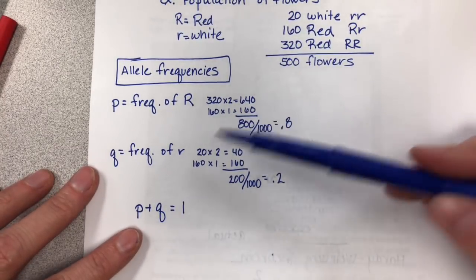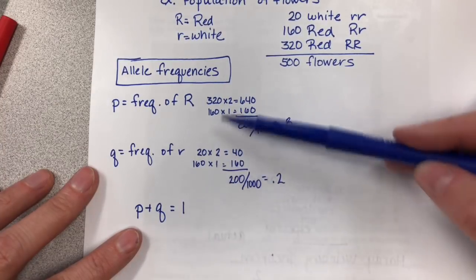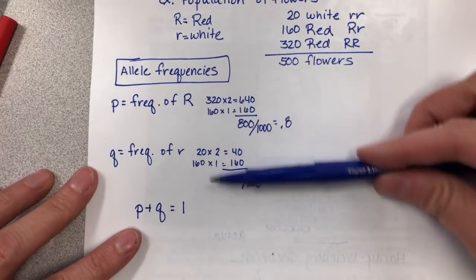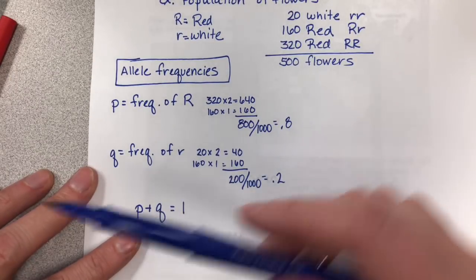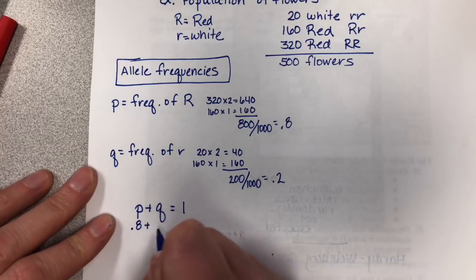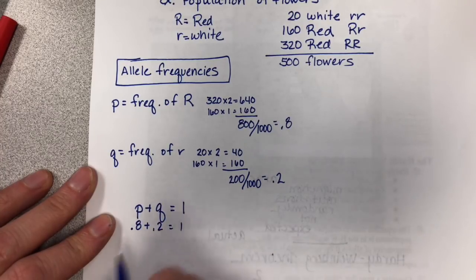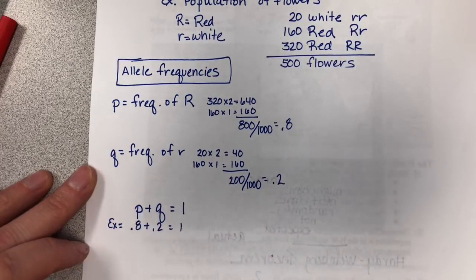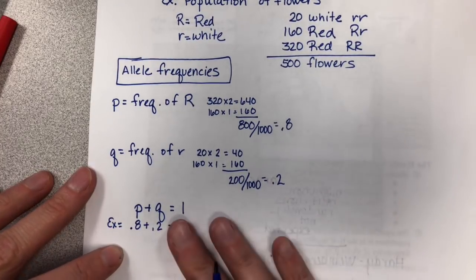And so it makes sense that all of the alleles in the population should be a big R or a little r. So these two frequencies should equal 100%, and they do in our particular case. So 0.8 plus 0.2 equals 1 in this particular example. All right, so that's allele frequencies.